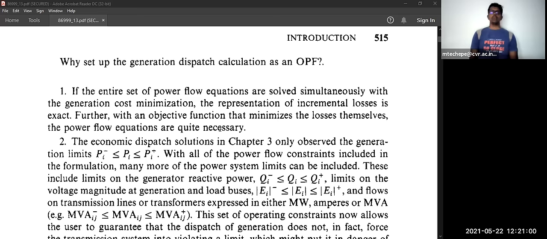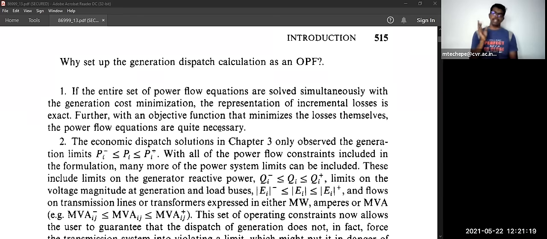So our ultimate objective is to minimize the generation cost, and also the transmission losses we have to minimize. So the representation of incremental cost should also be exact. Further, the objective function that minimizes the losses.